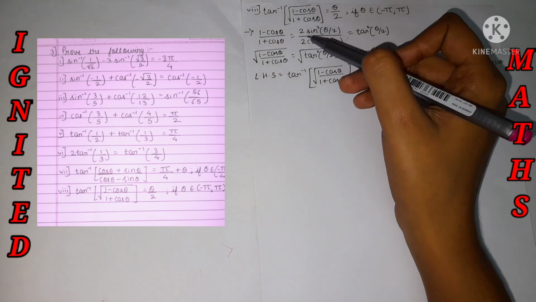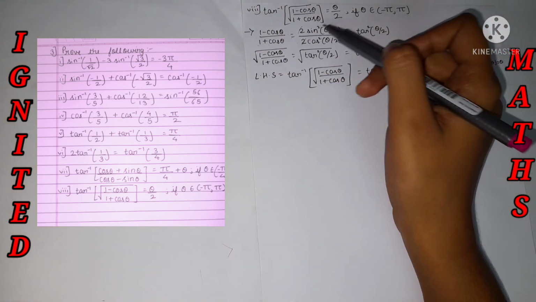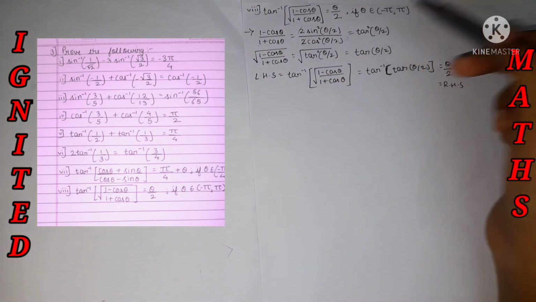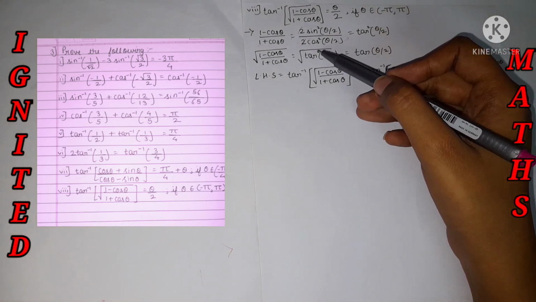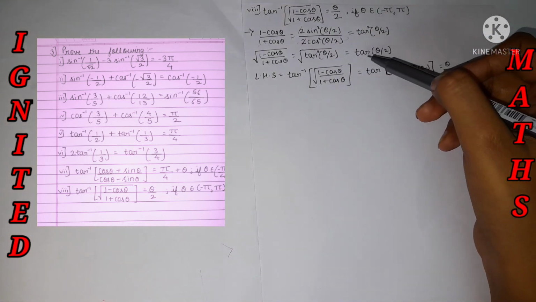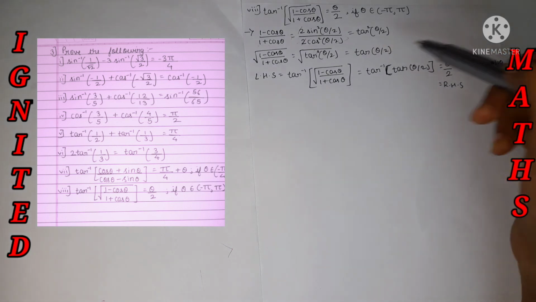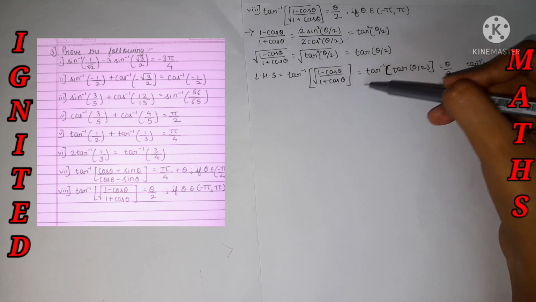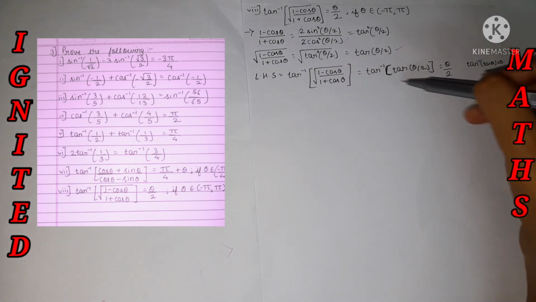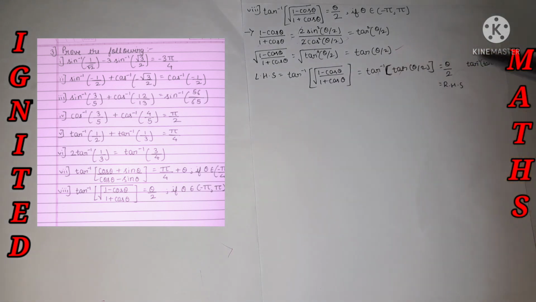2 cancels, sin by cos is nothing but tan, so the square is over here, so tan square theta by 2. So root of tan square theta by 2, it's nothing but 2 and root cancel, so tan of theta by 2. So we have represented it over here. Just put the value accordingly, so tan inverse cancels, theta by 2, so it's nothing but the RHS value.